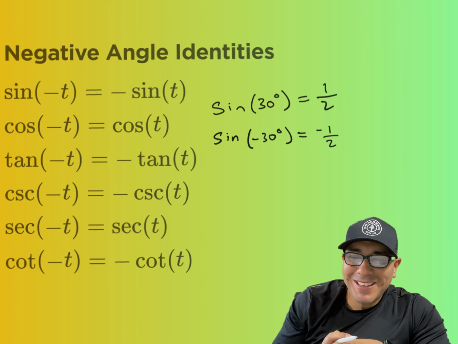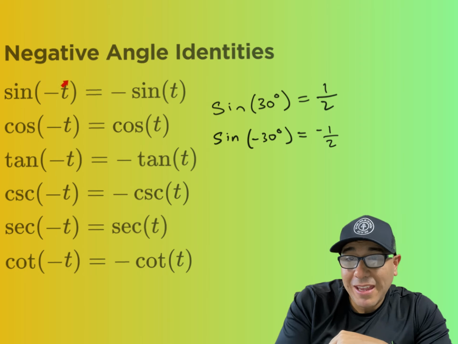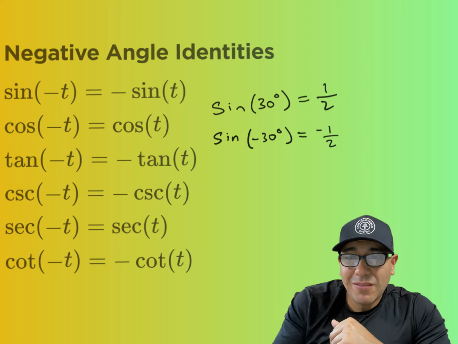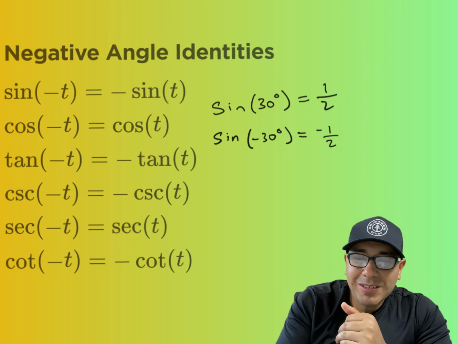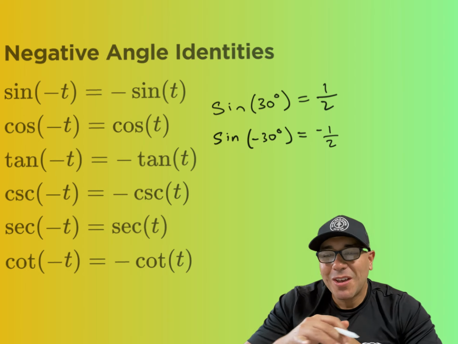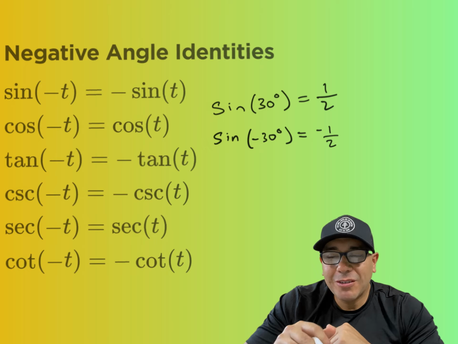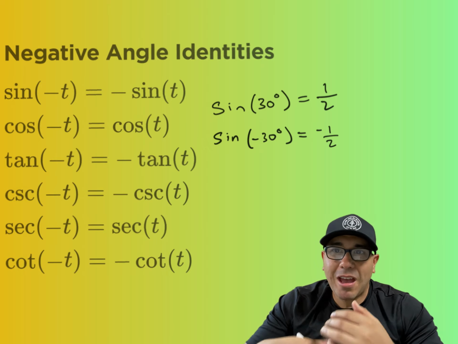All right, mathletes. So again, all you would do if you want the negative of an angle, you just find the positive angle, and then whatever that answer is, boom, take the opposite sign, and there you have it. It's that easy. So again, these negative angle identities are very useful once you're doing these calculations.